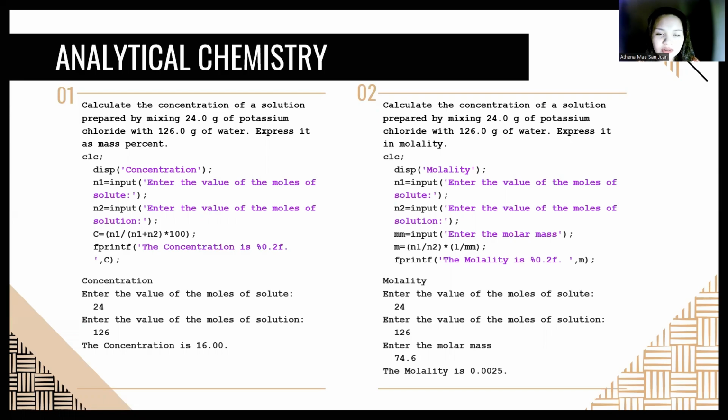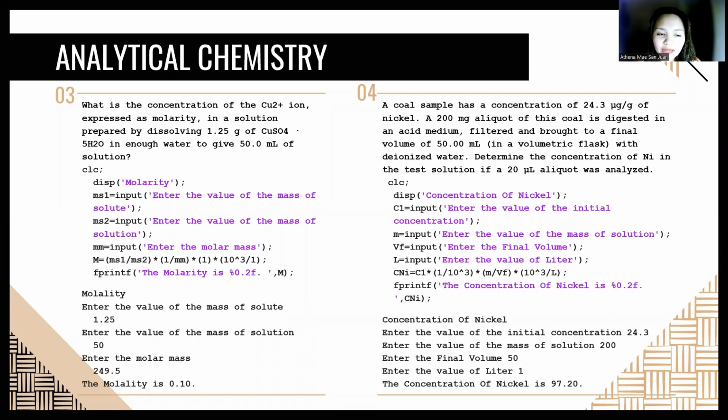The concentration is 16. Next, question number 2, calculate the concentration of a solution prepared by mixing 24 grams of potassium chloride with 126 grams of water. This time, you need to express it in molality. So, enter the value of the moles of solute, enter the value of moles of solution, and enter the molar mass. So the molality is 0.0025. Let's proceed to number 3.